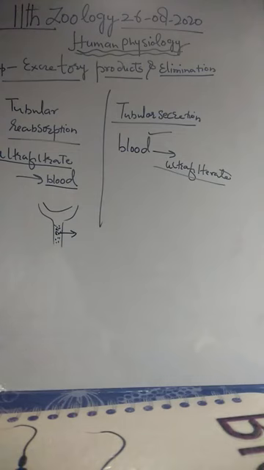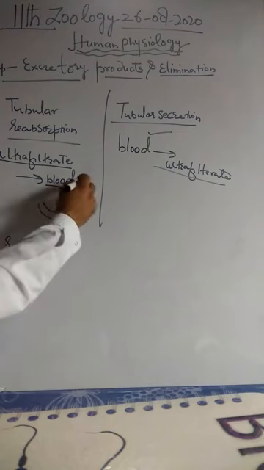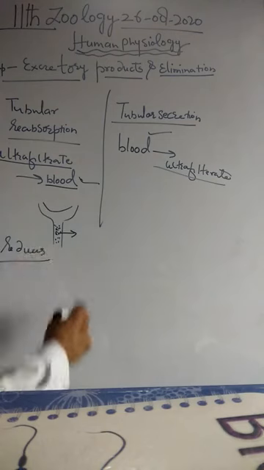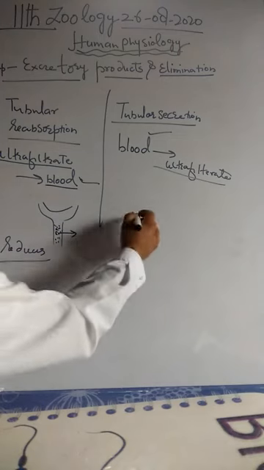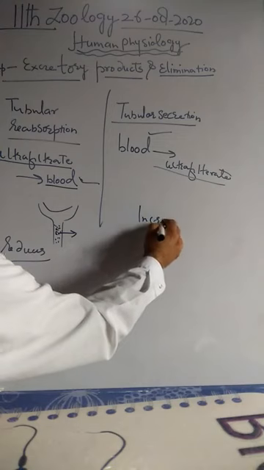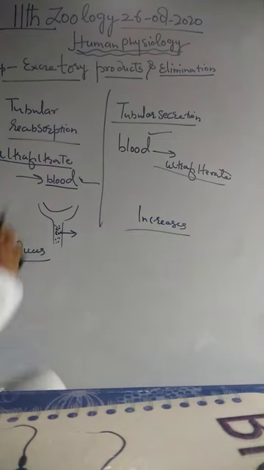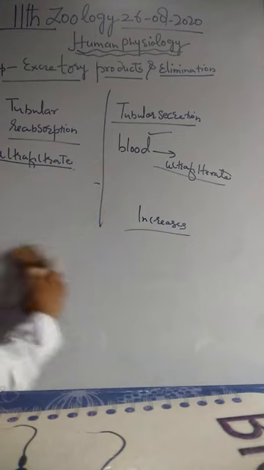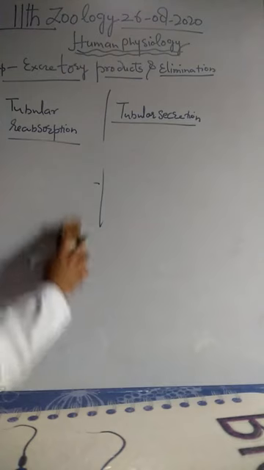The second point of difference: tubular reabsorption reduces the volume of ultrafiltrate, because the substances present in the ultrafiltrate are poured into the blood. In the opposite direction, tubular secretion increases the volume of ultrafiltrate. This decreases, and tubular secretion increases the volume of ultrafiltrate. This is the second point of difference between the two.